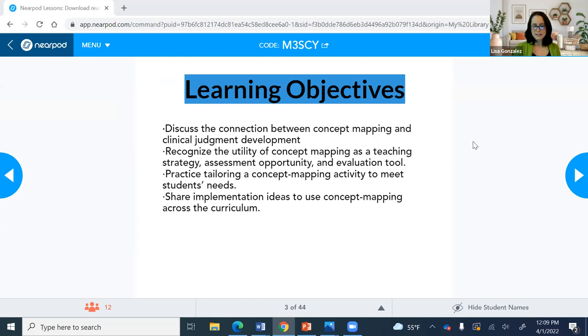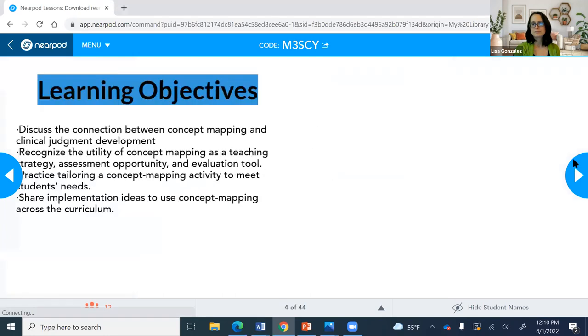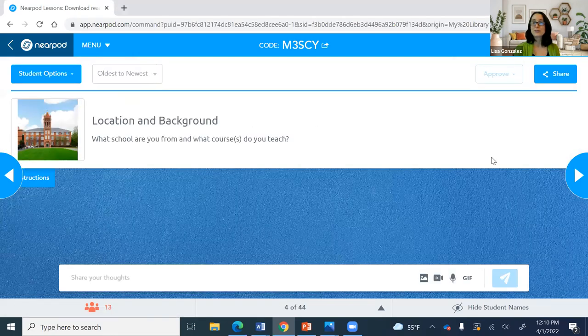And then you'll notice the last two learning objectives are opportunities for us to engage and practice and share ideas about concept mapping. So first, just to get us kind of warmed up, you can practice using the collaboration board. What school are you coming from and what courses do you teach? You know, who are your students?